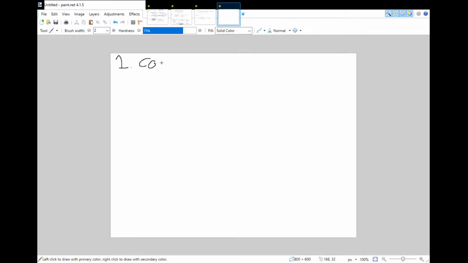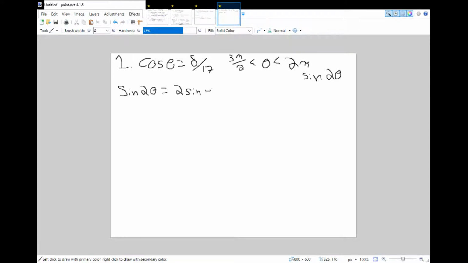So this is going to be number 1. If cosine of theta is equivalent to 8 over 17, and 3 pi over 2 is less than theta is less than 2 pi, it asks for sine of 2 theta. So first off, we have to find out what sine of 2 theta is. So sine of 2 theta is equivalent to 2 sine theta times cosine theta.